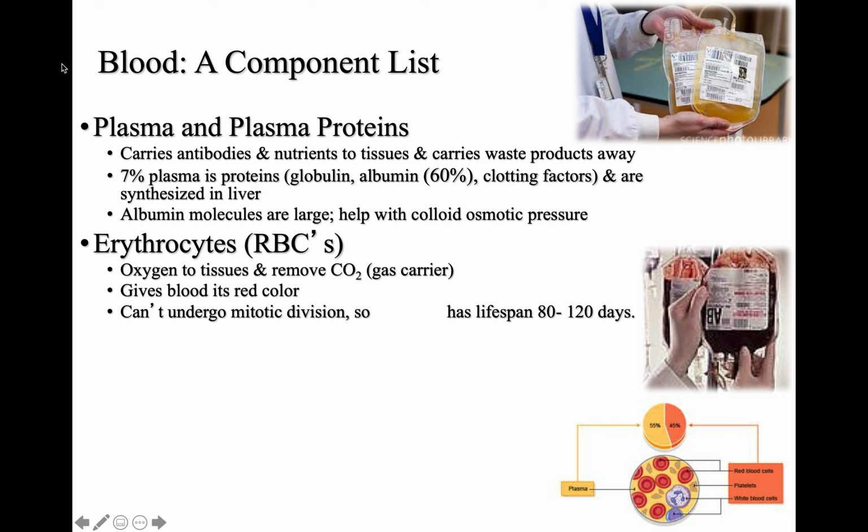And erythrocytes, again, this should be a review: they carry oxygen to tissues and remove CO2. They give blood its red color, so the paler they are, we probably have a problem with an anemia. And they can't undergo mitotic division. So basically, they have a lifespan of 80 to 120 days, which would be anywhere from 3 to 4 months.